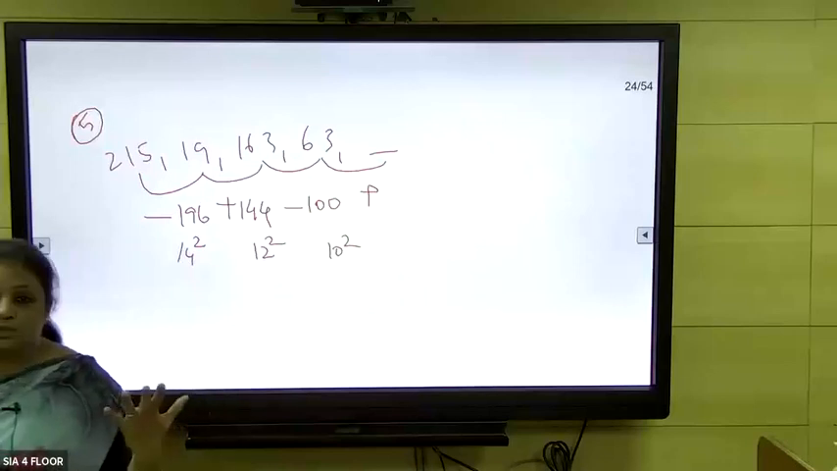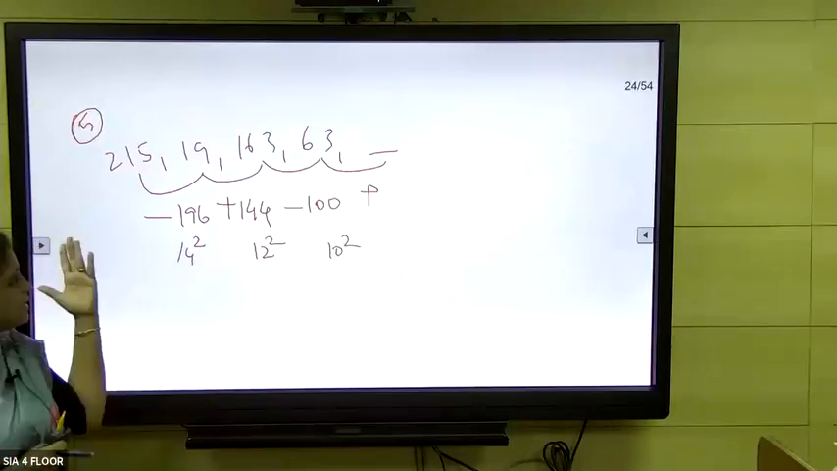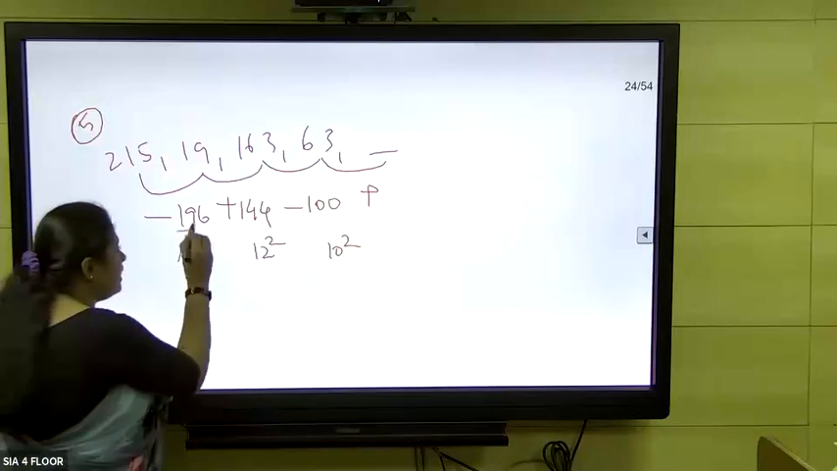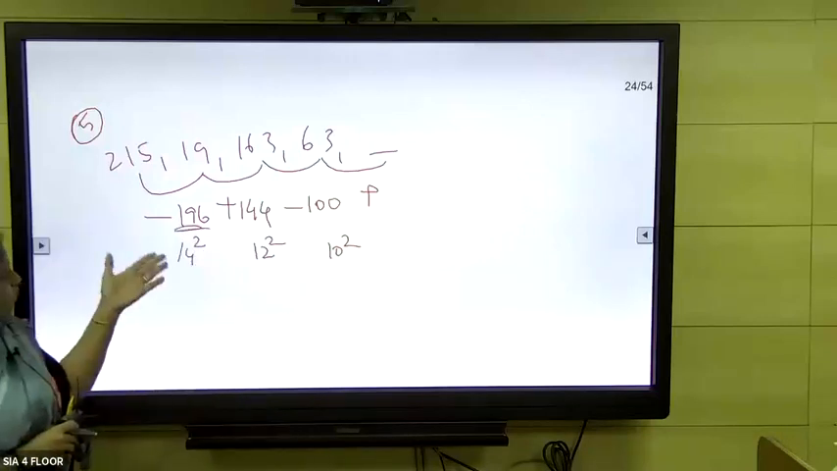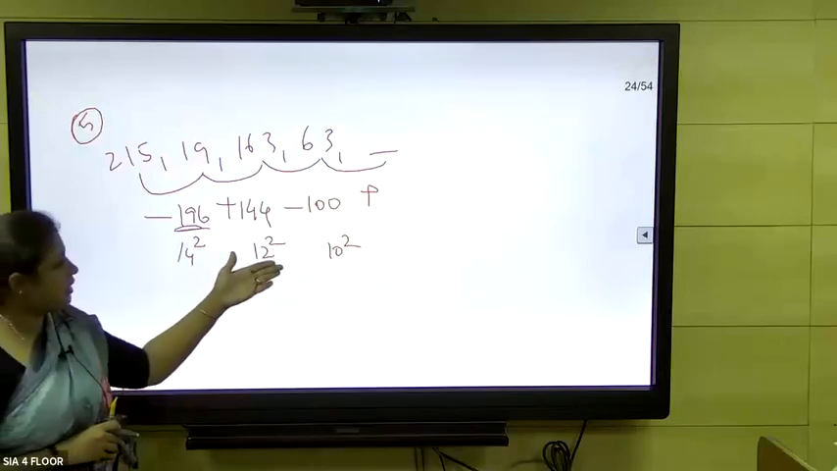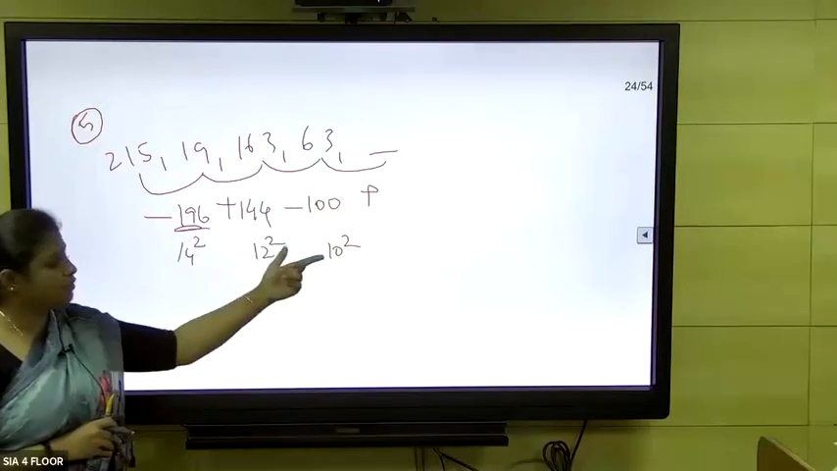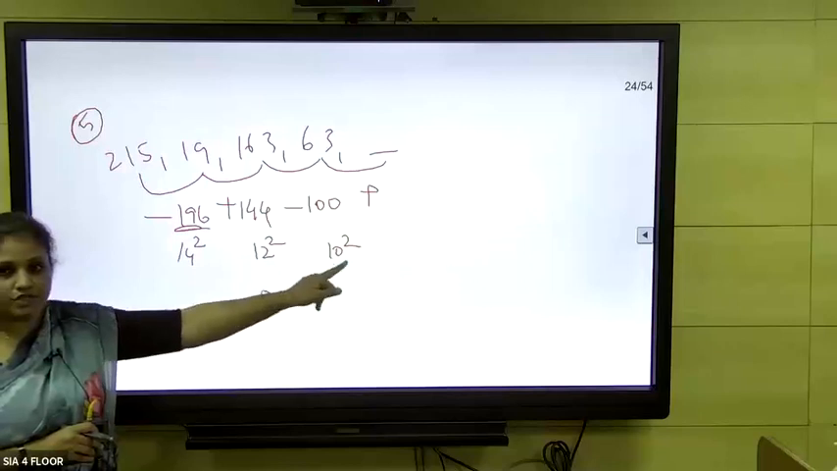That's what I'm telling you. You should be in a position to identify that these numbers are square numbers. You should know that 196 is a square number. Otherwise, it's very difficult. Okay, fine. So what's this? 14, 12, 10. It's getting reduced by 2, correct? So what should be the next?